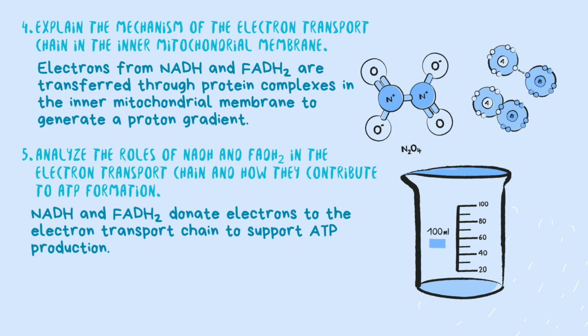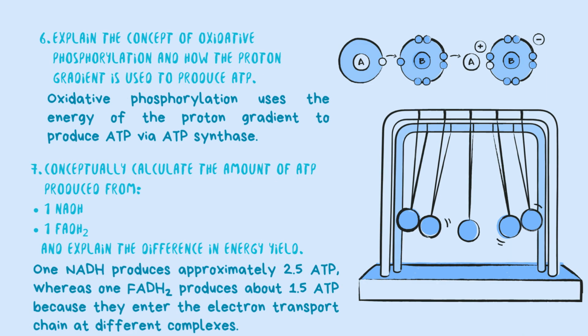Fifth, analyze the roles of NADH and FADH2 in the electron transport chain and how they contribute to ATP formation. NADH and FADH2 donate electrons to the electron transport chain to support ATP production. Sixth, explain the concept of oxidative phosphorylation and how the proton gradient is used to produce ATP. Oxidative phosphorylation uses the energy of the proton gradient to produce ATP via ATP synthase.